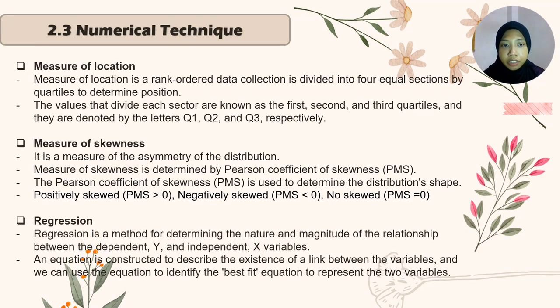And lastly, we have regression. Regression is a method for determining the nature and magnitude of the relationship between the dependent variable y and the independent variable x. So an equation is constructed to describe the existence of a link between the variables. We can use the equation to identify the best fit equation to represent the two variables.